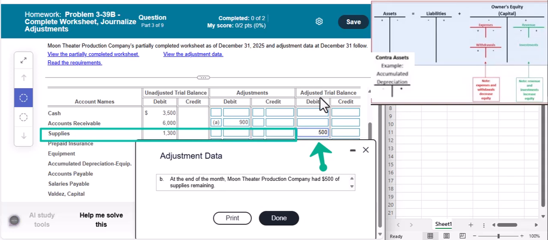But what do we need to do to get there? We need to credit supplies for the difference. So supplies previously had $1,300 and now they have $500. So what is that difference? It is $800. So we're going to use up $800 of our supplies. So that's going to be B there.